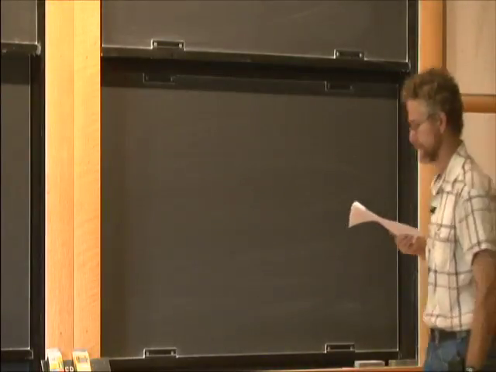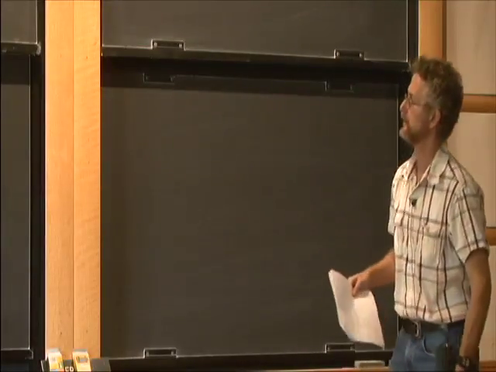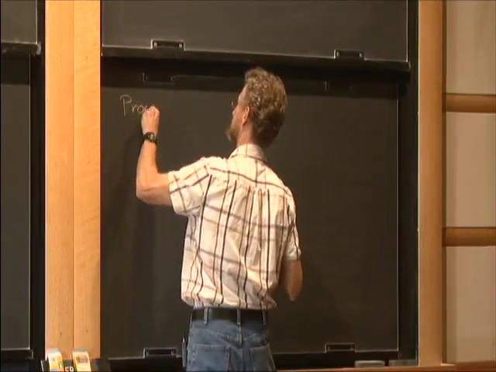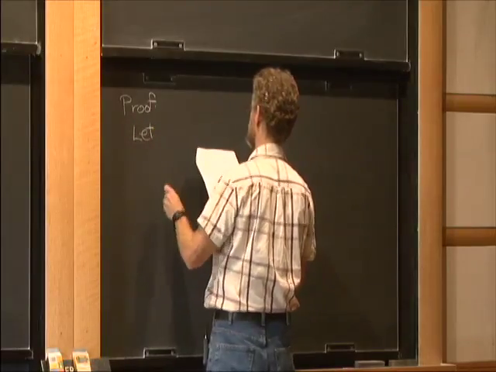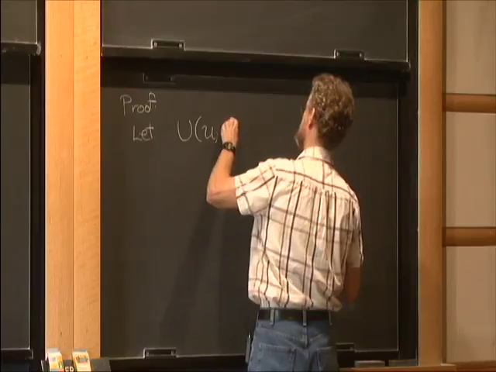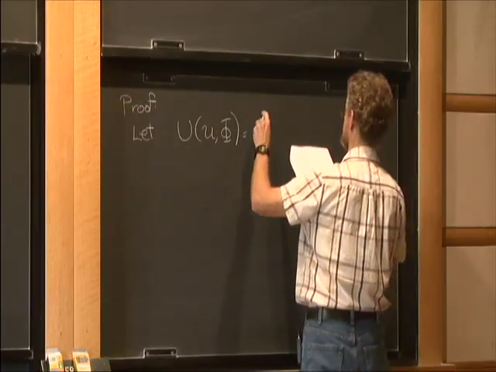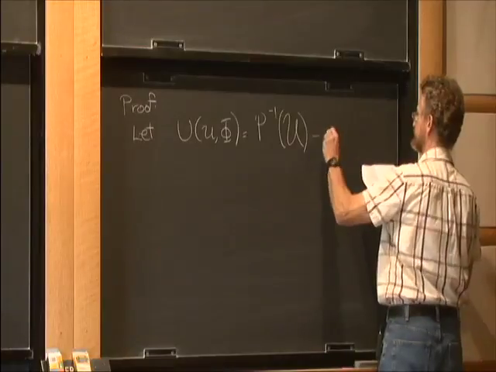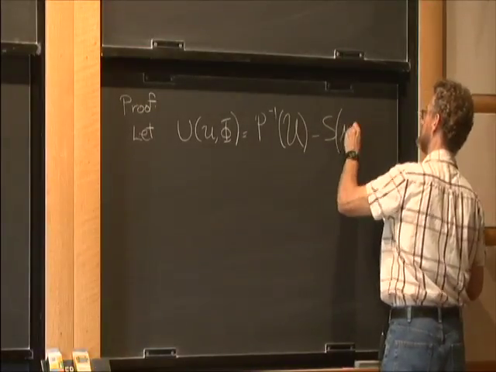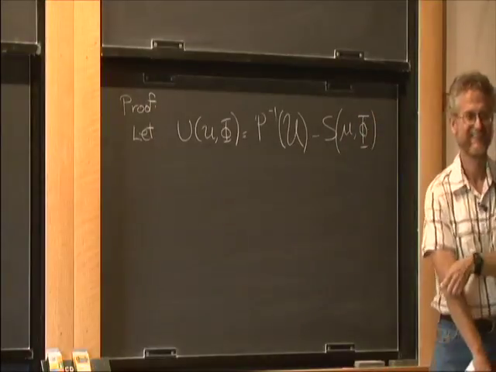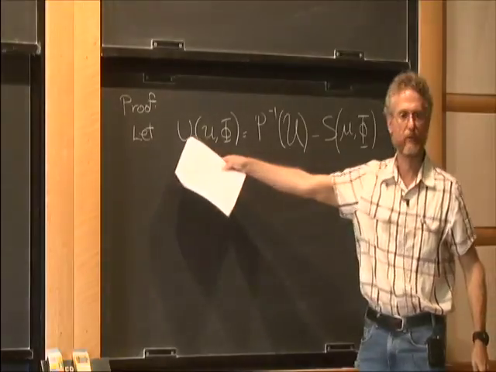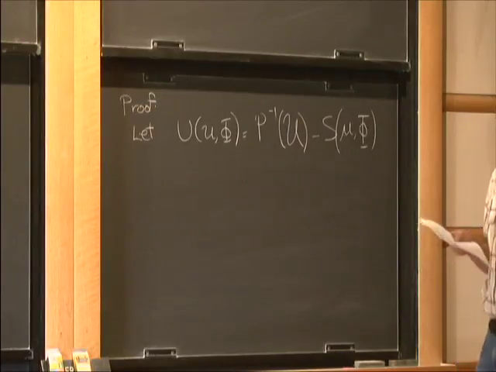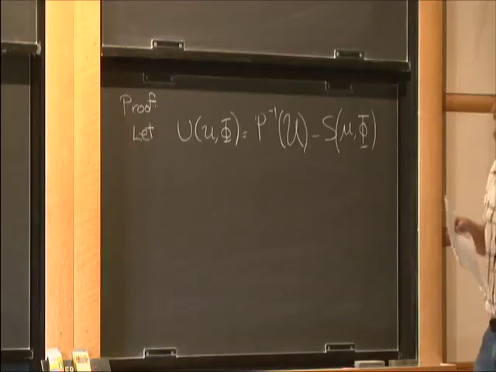Okay, so let's split. If you look at the points, let U of mu phi equal the unsafe points. That's probably dangerous notation, since I have script U, I have mu, and I have capital U. But okay. So these are the unsafe points. You take everybody and you subtract the safe points.